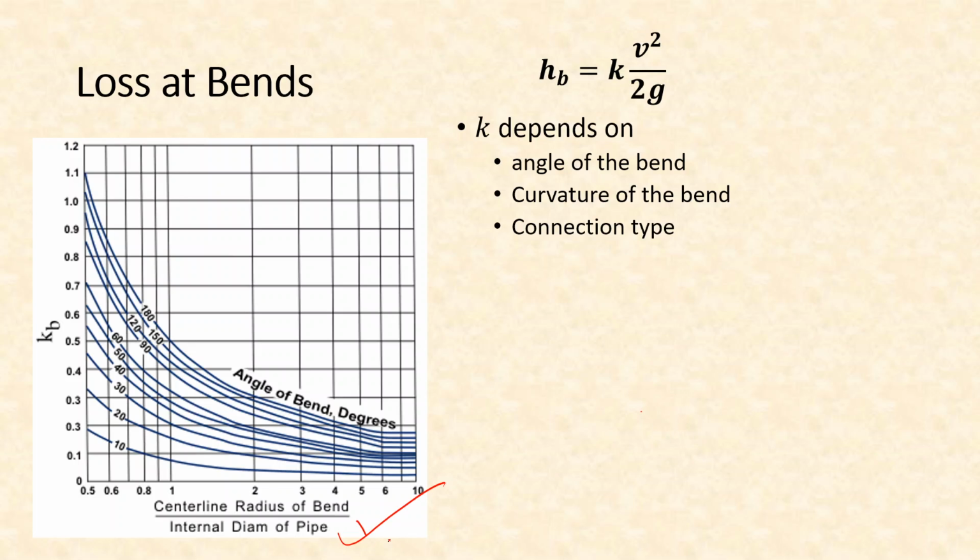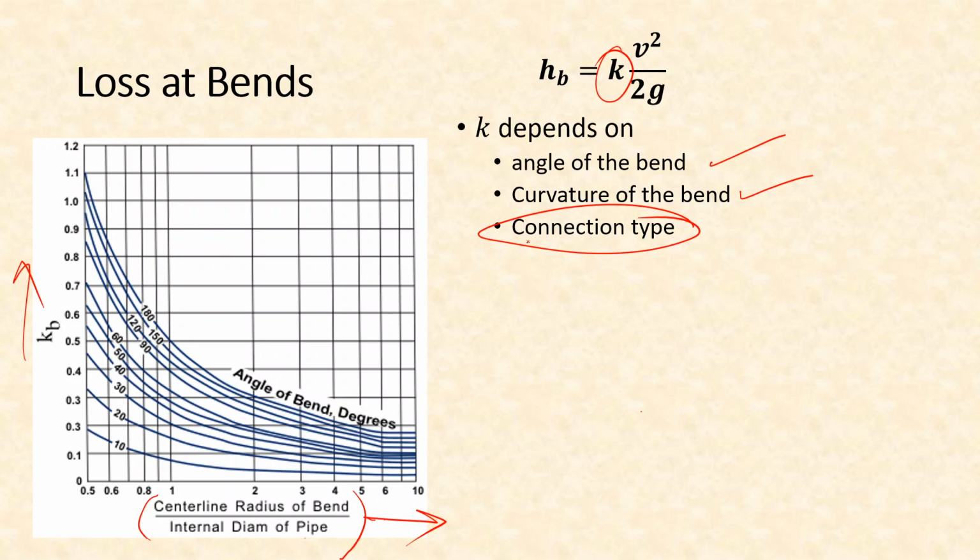And if we look at this graph, we can see that the x-axis is the centerline radius of the bend divided by the internal diameter of the pipe, and the y-axis gives you the value of this K. In this chart it is written as KB, that is K for bend. Now it depends on the angle of bend, the curvature of the bend, and also a connection type. This graph gives you the first two variables. Now how do they affect us?